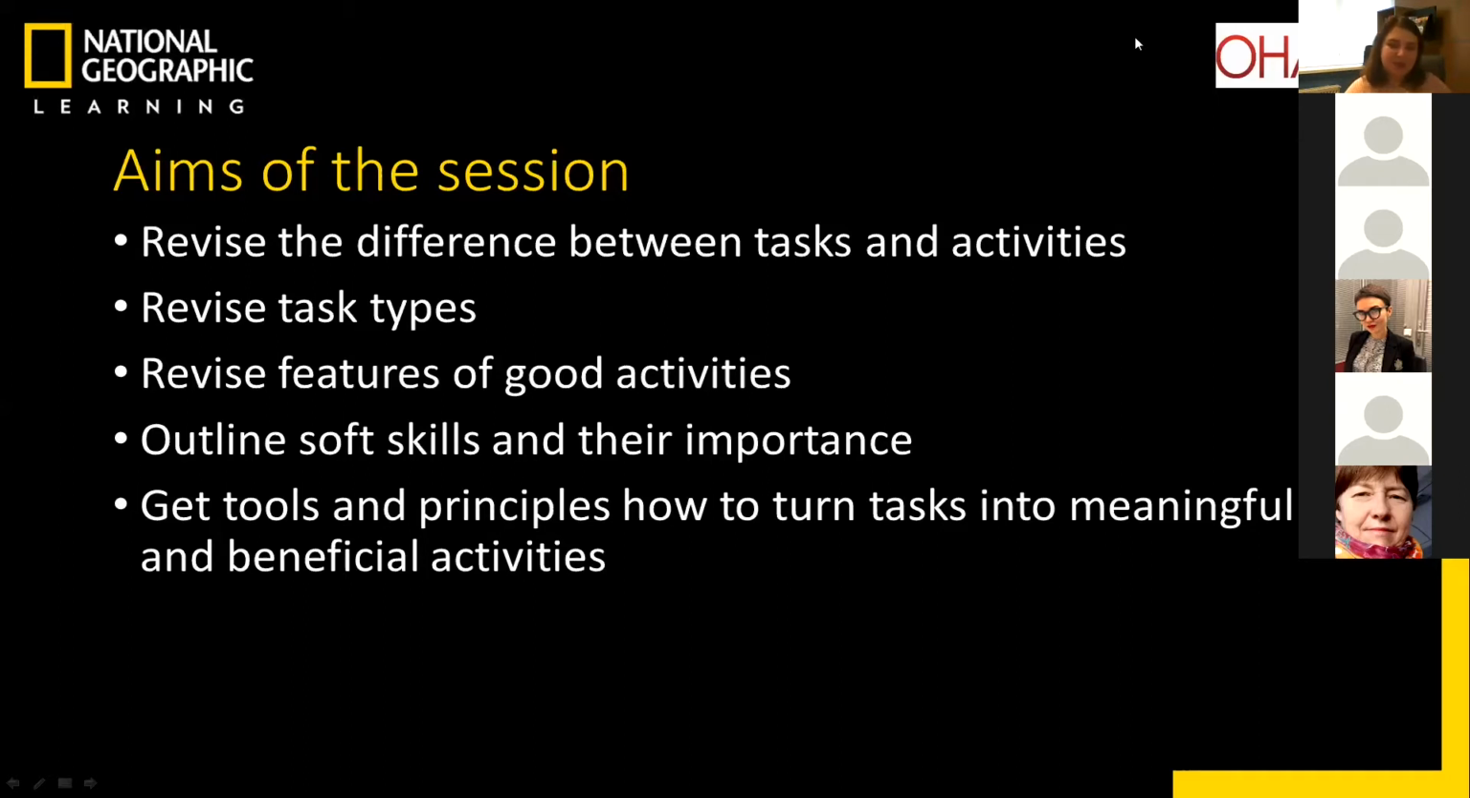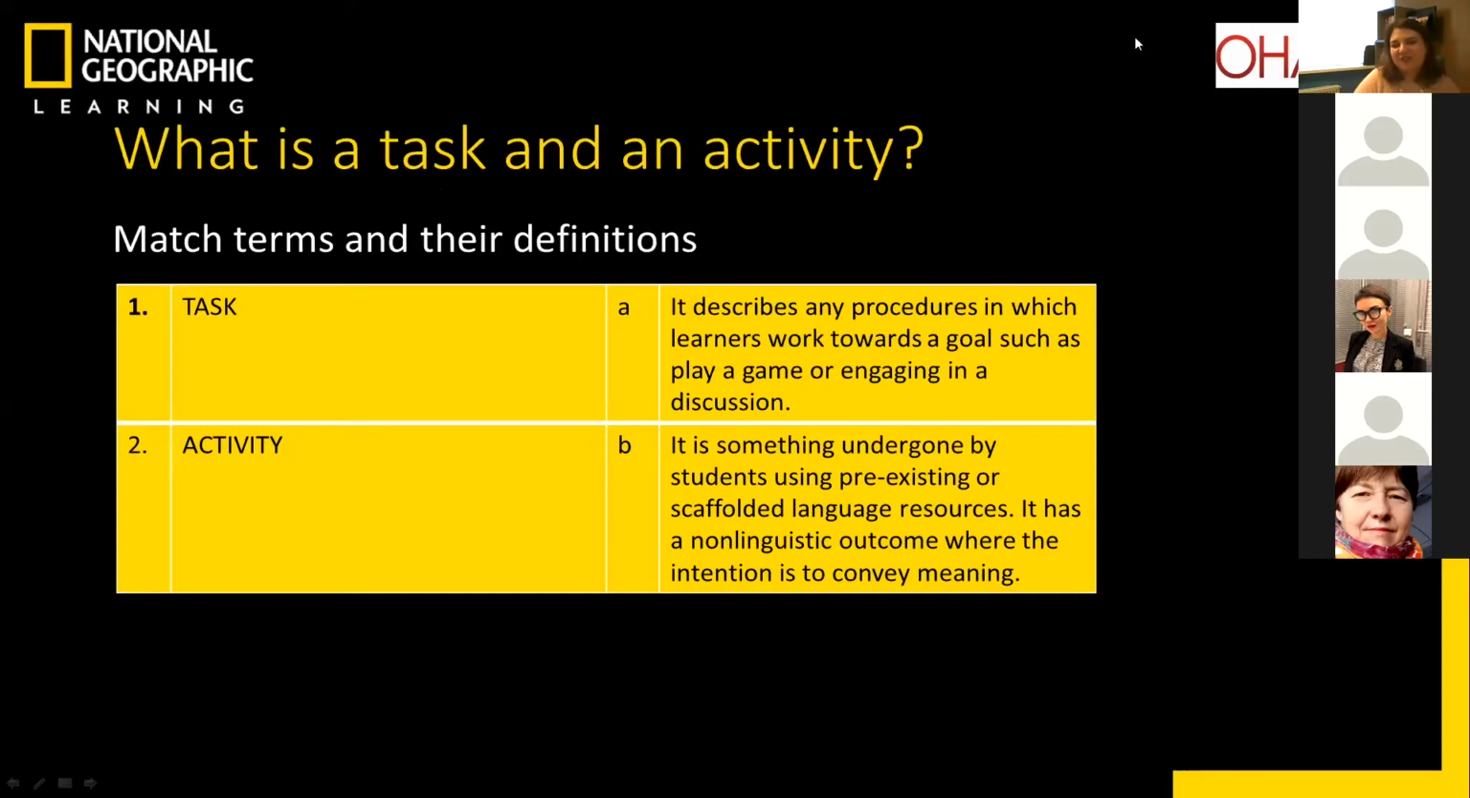First, I would like us to distinguish between a task and an activity. Here on this slide, you can see a very easy task, a matching task. We have two terms, task and activity. Can you please match the terms and their correct definitions? Very challenging task. Can you please write your ideas in the chat box?